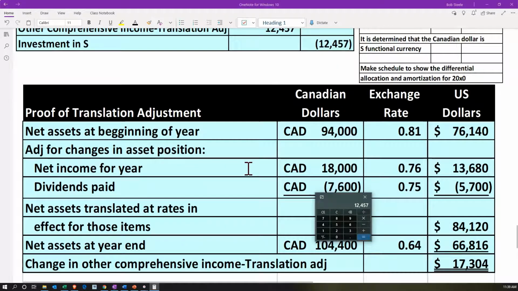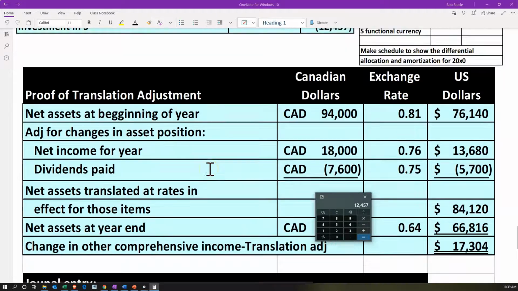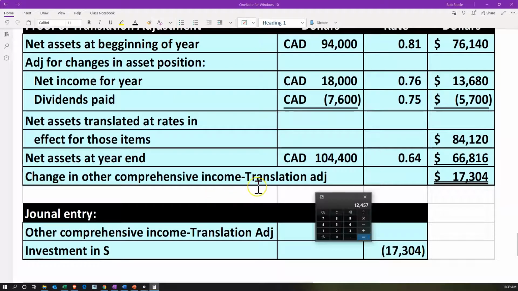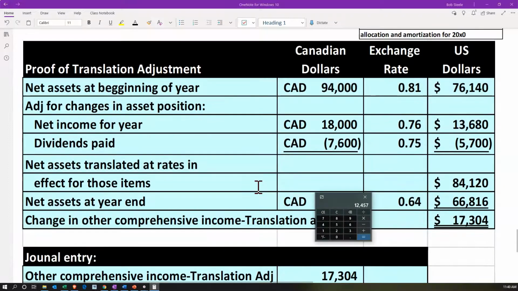Okay, so the next thing we're going to do is take a look at the proof of translation adjustment. We're going to have the Canadian dollars, the exchange rate, and then the US dollars as the format as we go through this. Let's put our little hiding reveal thing.